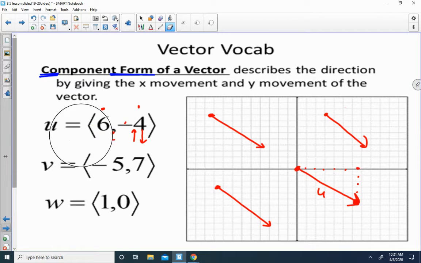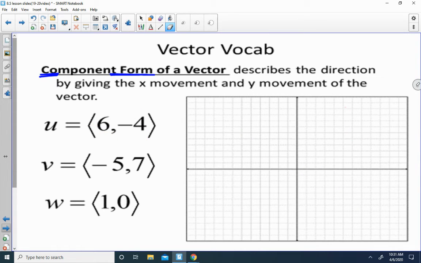Now let's try the other two, doing something very similar. Now let's say we want to draw vector v. First, we'll look at the -5. The -5 will tell me which way to go in terms of left or right. The negative is going to tell me to go to the left. So 1, 2, 3, 4, 5 units to the left. The 7 will tell me to go up or down. In this case, the 7 is positive, so your gut feeling should tell you to go up 7. So 1, 2, 3, 4, 5, 6, 7. So 5 units to the left, 7 units up.